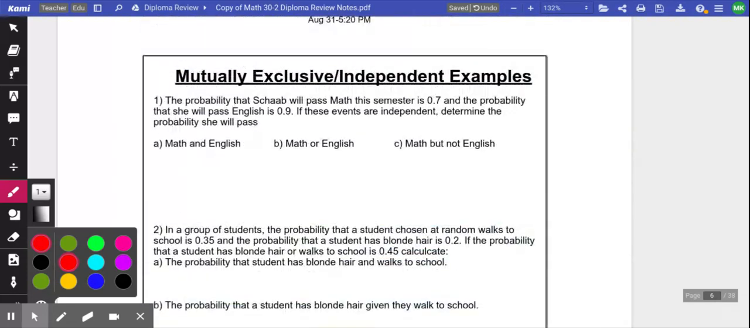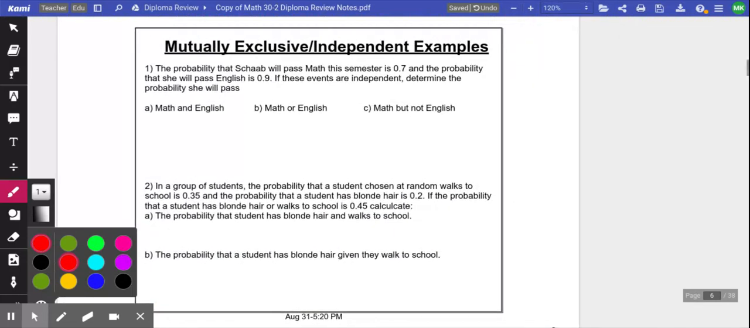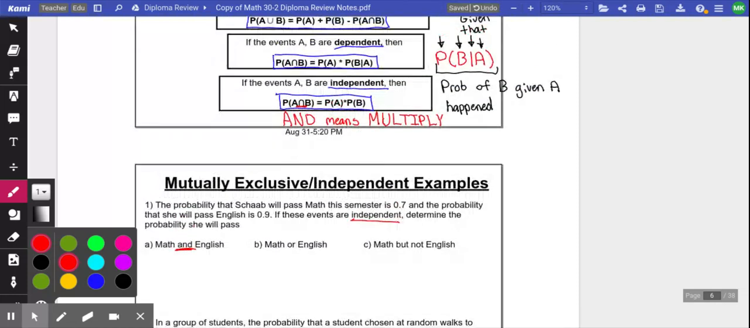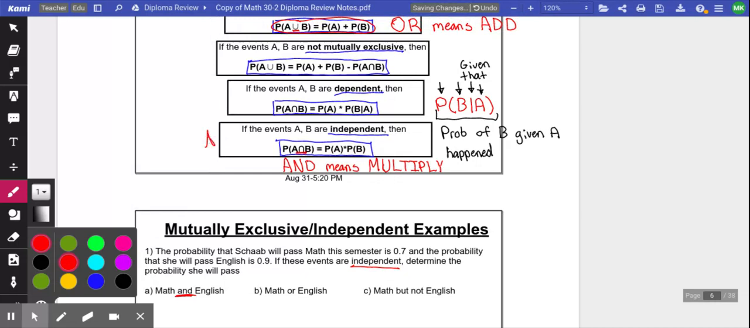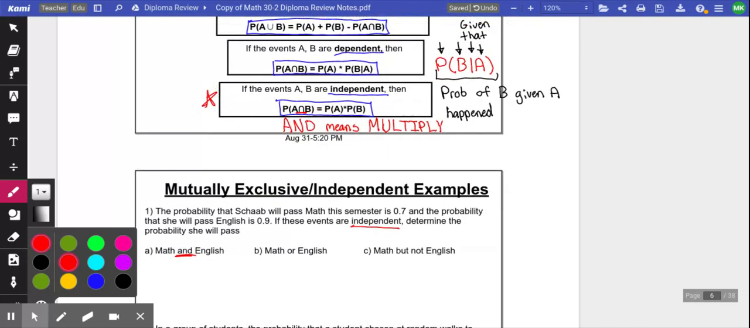Awesome. We have one question here, and then we'll be done. So we have the probability that Shaw will pass math this semester is 0.7. The probability that she will pass English is 0.9. If these events are independent, determine the probability she will pass math and English. And means multiply. Also, they told me it's independent. So if I look up here, I notice my independent formula, which is probability of A and B equals the probability of A times B.